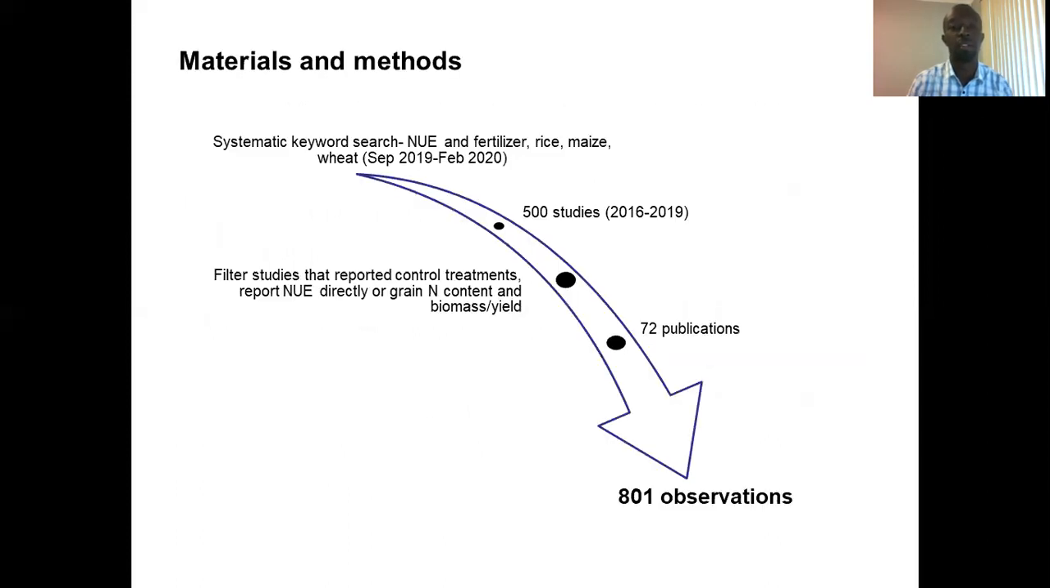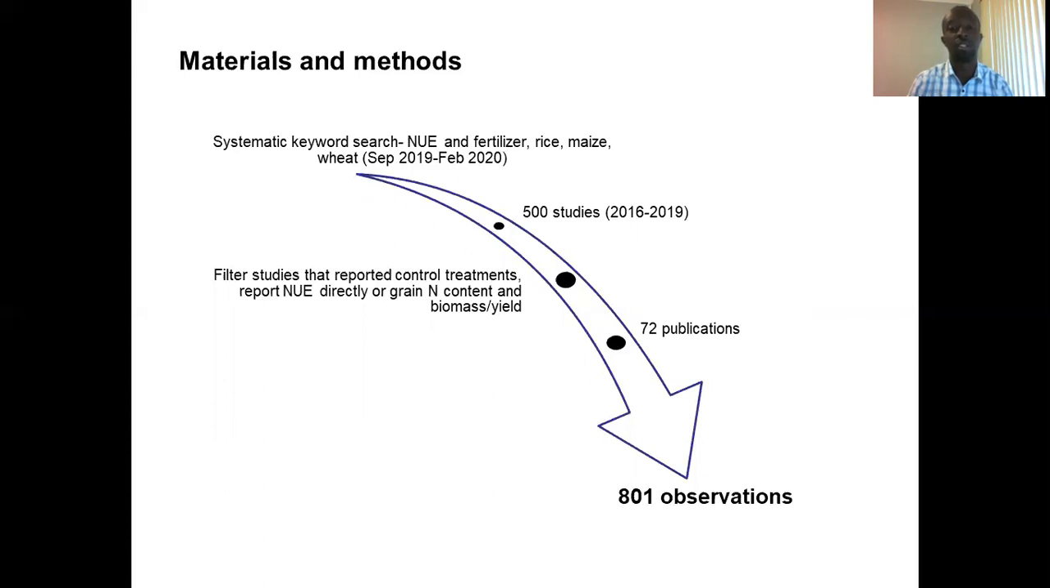How I carried out this research was I started with a systematic keyword search in Web of Science, Scopus, and Google Scholar. And I was looking at studies that reported nitrogen use efficiency in the three major cereal crops mentioned before. And this study was done between September 2019 and February 2020.